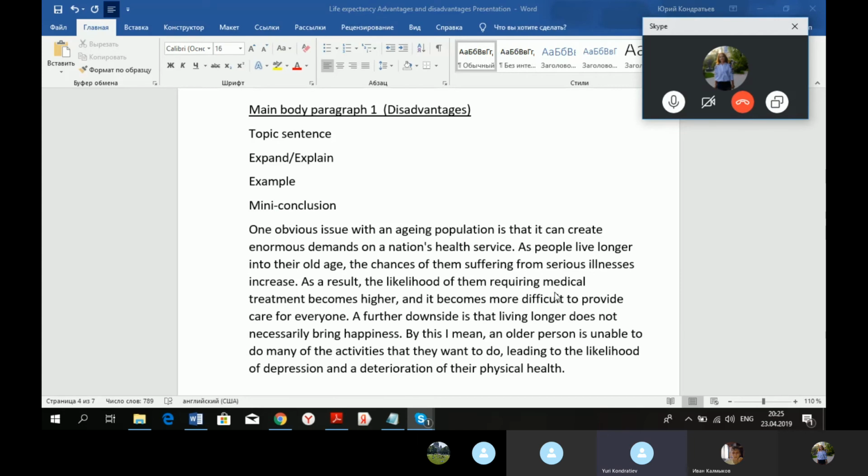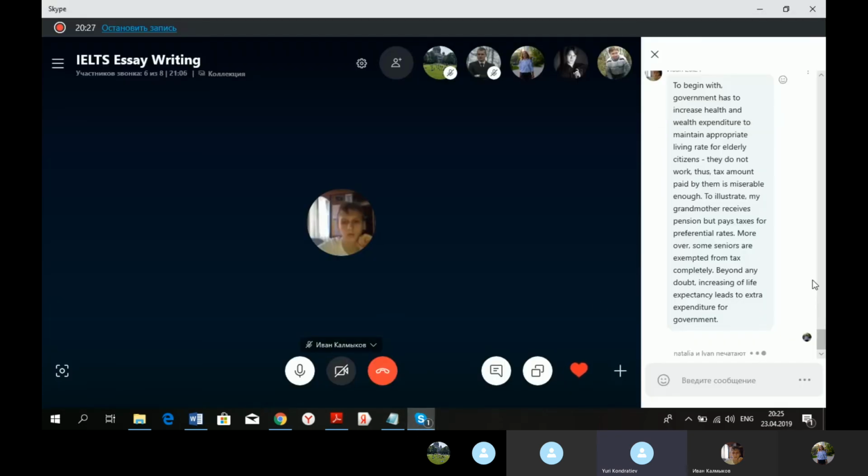Okay, so let's look at Ivan's variant. To begin with, government has to increase health and wealth expenditure to maintain appropriate living rate for elderly citizens. They do not work, thus tax amount paid by them is miserable enough.